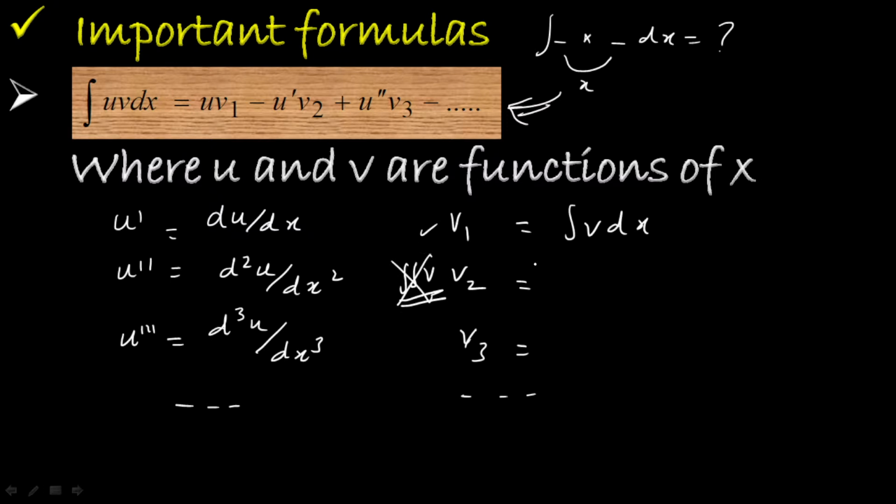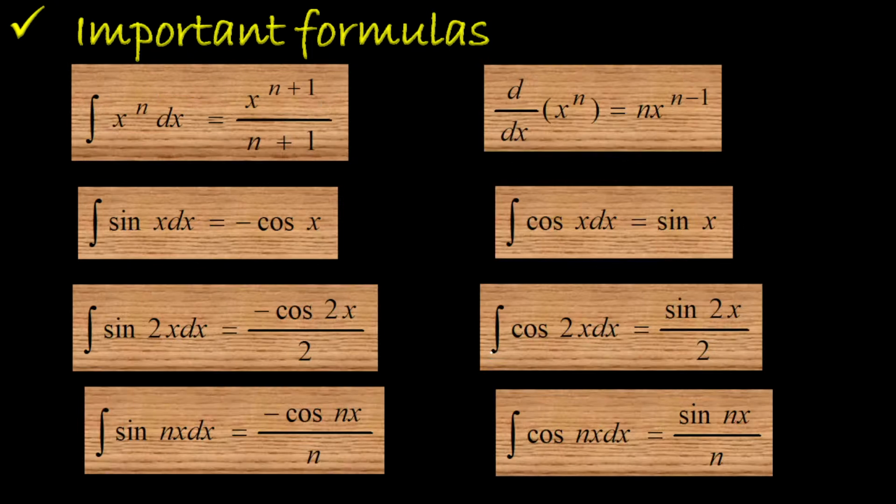Instead of doing it like this, we already have v1, so you integrate v1 once again with respect to x, that is your v2. Next, v3 is nothing but integrating v three times with respect to x. Instead of doing that, we already have v2, so you integrate v2 once with respect to x, and that gives you v3, etc. So v1, v2, v3 are successive integrals of v. And the next thing, the basic formulas of integration and differentiation, as you know already: integral x to the power n dx is equal to x to the power n plus 1 divided by n plus 1.